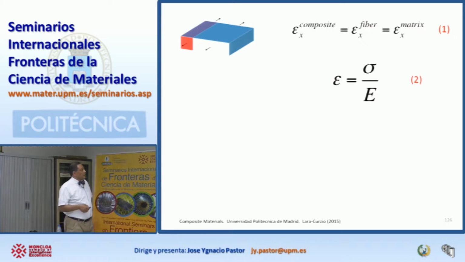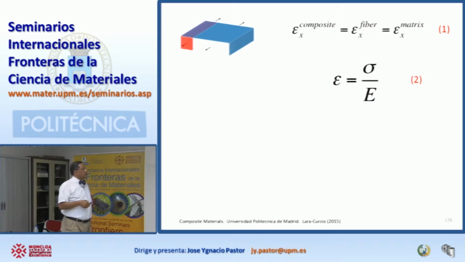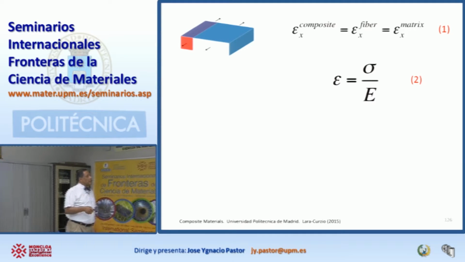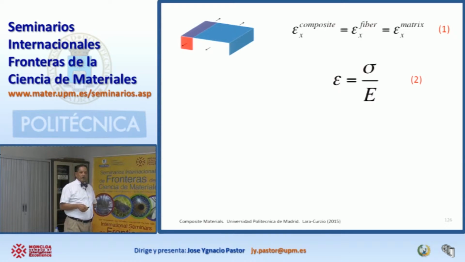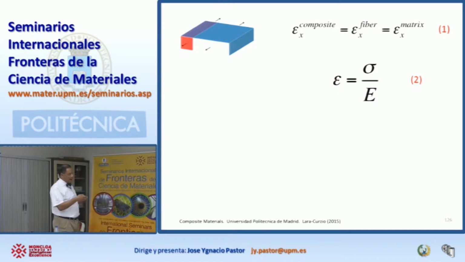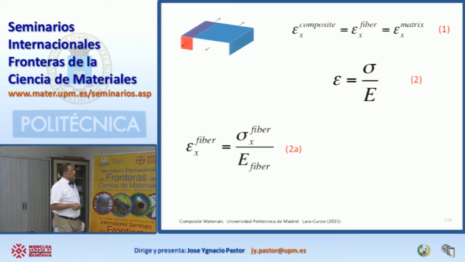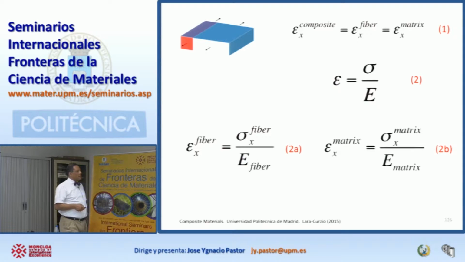Now we're going to make use of our elasticity relationships. We know that the strain is the ratio of the stress divided by Young's modulus. We're in an elastic regime, everything is elastic. And if we use that relationship, we say that the strain in the fiber is going to be equal to the stress in the fiber divided by the elastic modulus of the fiber. And the same is true for the matrix. The strain in the matrix is going to be equal to the ratio of the stress in the matrix divided by the elastic modulus of the matrix, okay?